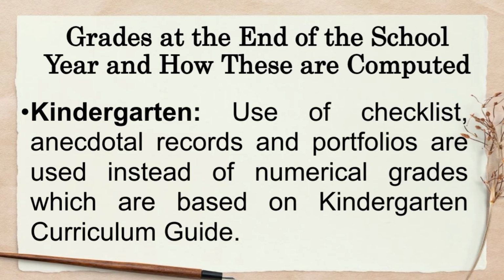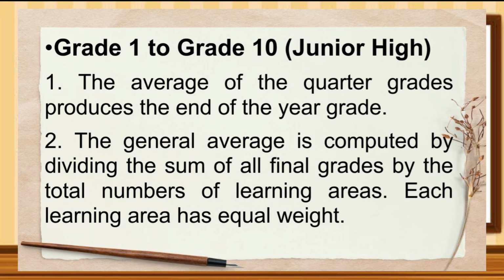Let us proceed to the grades at the end of the school year and how these are computed. In kindergarten, checklists, anecdotal records, and portfolios are used instead of numerical grades, which are based on the kindergarten curriculum guide. In grades 1 to 10, the average of the quarter grades produces the end of the year grade, and the general average is computed by dividing the sum of all final grades by the total number of learning areas, and each learning area has an equal weight.